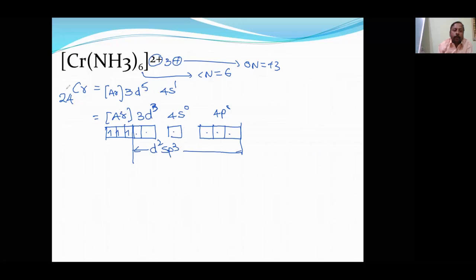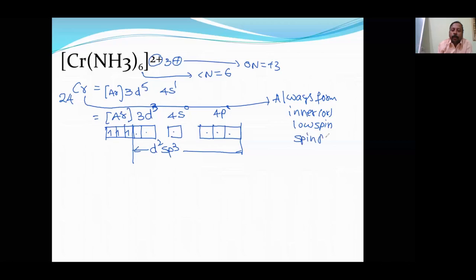So chromium has a speciality. It always forms inner, low spin, spin paired octahedral complexes only, because these d orbitals are always already available. Understood? So 3d3, 4s0.